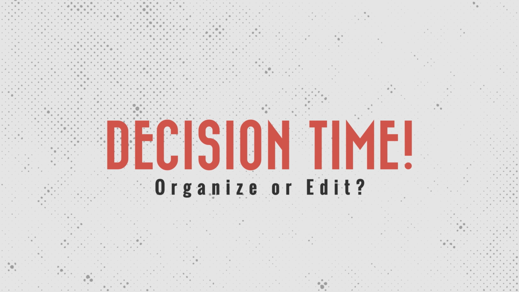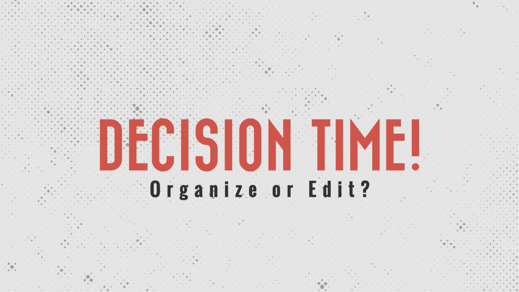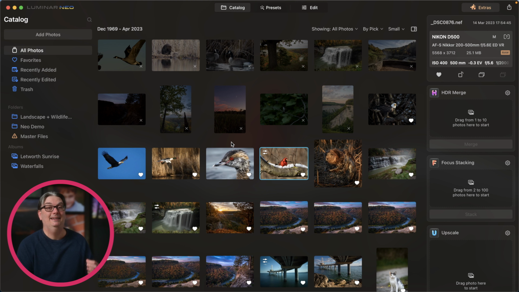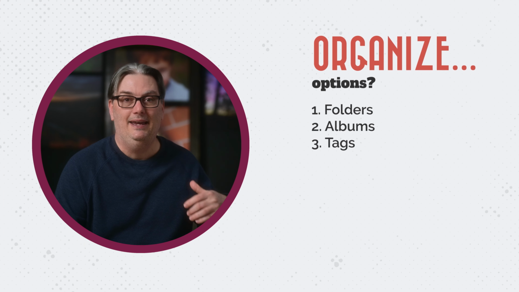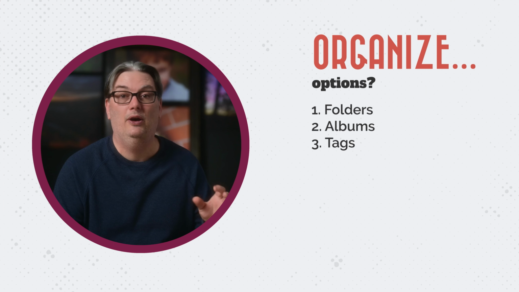Now you have a decision to make. Either organize your photos or begin editing immediately. And I recommend organizing them first to keep your interface clean and to be able to find specific images in seconds among tens of thousands of images. And I'll demonstrate that later in this Luminar Neo tutorial. Now, the options for organizing include managing folders, creating albums, and tagging your favorite images, as well as rejecting the bad ones.